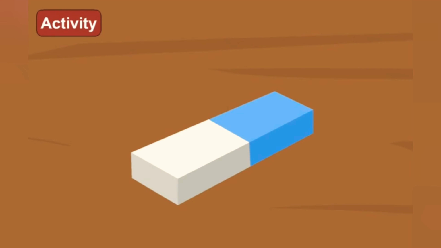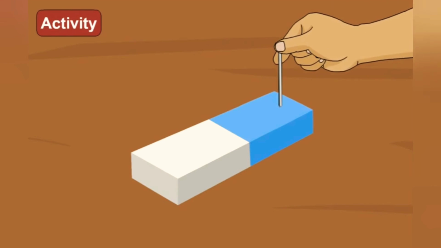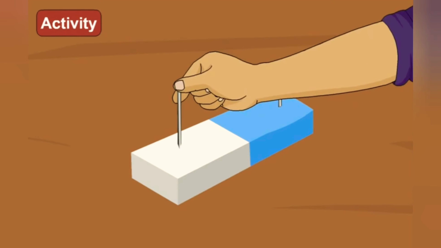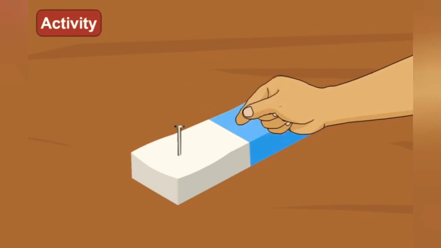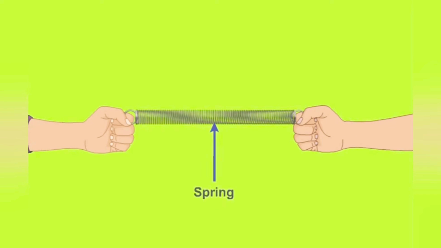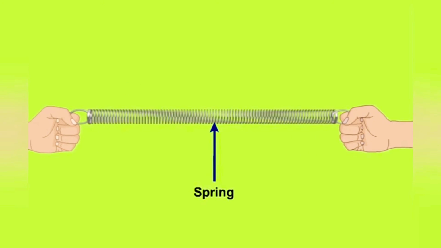Then, insert 2 nails, each of 1 inch, at the near ends of the eraser. What change do you observe in the eraser? You will observe both the ends of the eraser near the nails slightly increase. Similarly, when a spring is stretched holding it in between 2 hands, the shape of the spring will be changed.